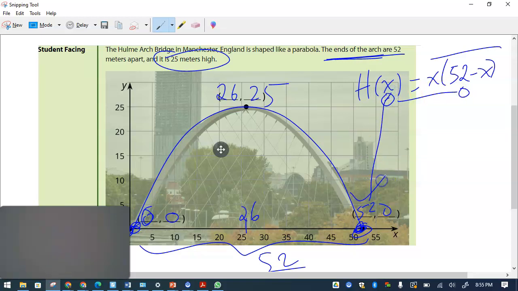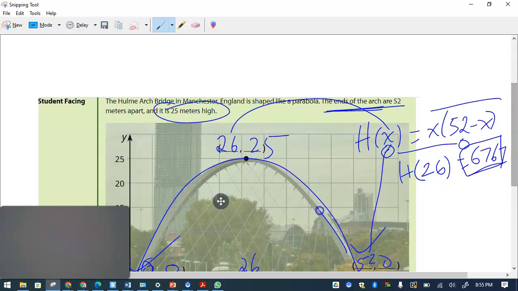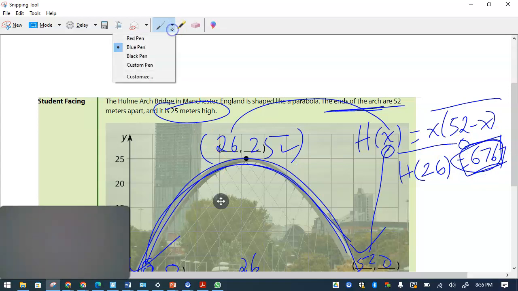So these two work, but when you plug in 26 here, you end up getting 676. You can always check that, and it is way too high for this parabola. So it doesn't fit this arch. The maximum height is 25. So this 676 is very high.